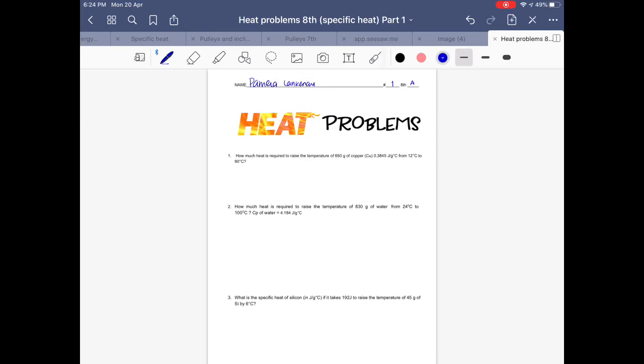Right now we will start working with the heat problems. Today we will start with the first part of the worksheet. I divided it into parts because the second part is a little bit more difficult. So let's start with the first one.